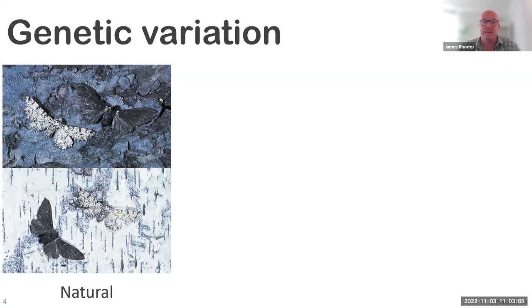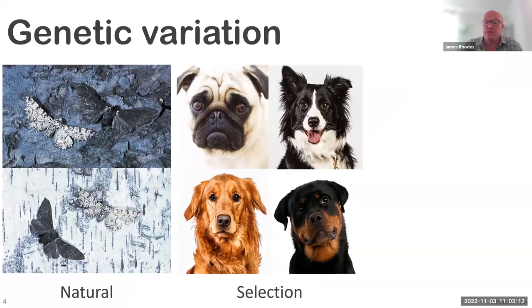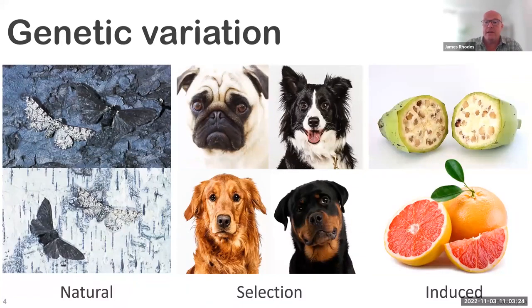So we have natural genetic variation, and evolution selects based on the environment which genes are more frequent in a population. We can artificially select these genes, which we've done with many different plant species and animal species, and we can select these different traits for different features. And we can induce these traits. So on the right-hand side, we've got mutagenesis. We use mutagenesis to randomly introduce certain changes, and we select the ones that we like.